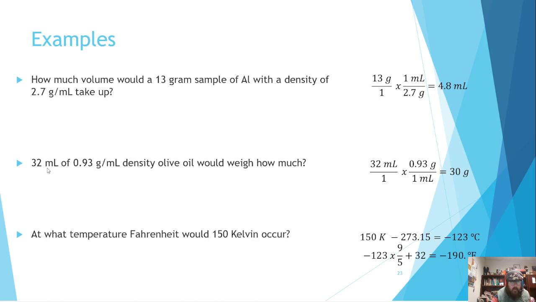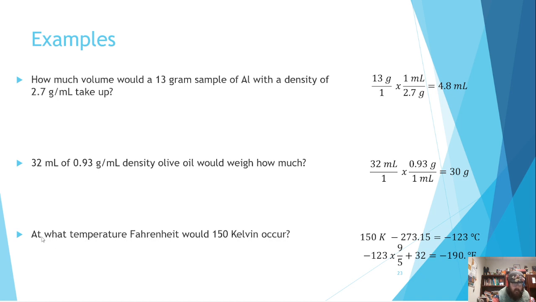Okay, the next one. I have 32 mL of olive oil with a density of 0.93 grams per milliliter. How much would that weigh? So I have a volume, I have a density. Volume times density equals mass, but if I want grams, I start with 32 mL over 1, and I need to cancel out mL, so I'm going to multiply by 0.93 grams over 1 mL. So mL over mL cancels, and 32 times 0.93 gives us 30 grams. It weighs close enough to 30 grams.